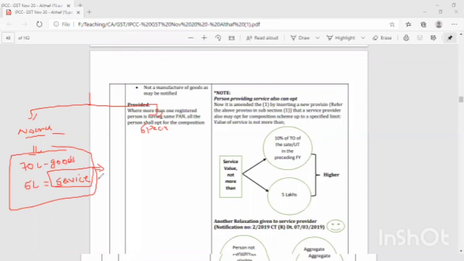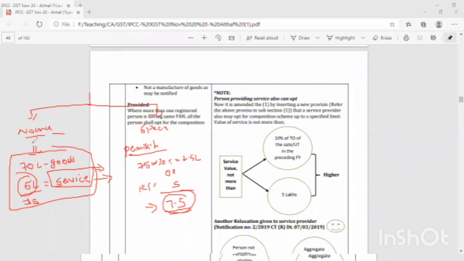But we have to check whether the service is within the permissible limit. What is the permissible limit? Permissible limit is 10% of the turnover. Turnover means 75 lakh. What is 10% of 75 lakh? That means 7.5 lakhs, or rupees 5 lakhs, whichever is higher. That means the permissible limit is 7.5 lakh. He can supply service up to 7.5 lakh, no problem. Here he is supplying only 5 lakh of service. That means he is still eligible for composition as a normal composition.